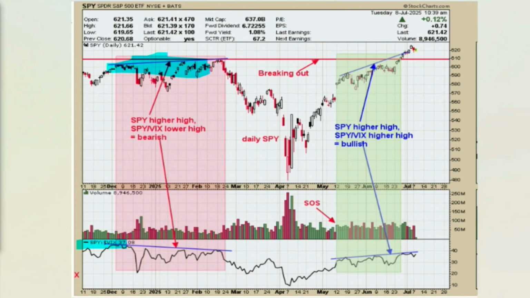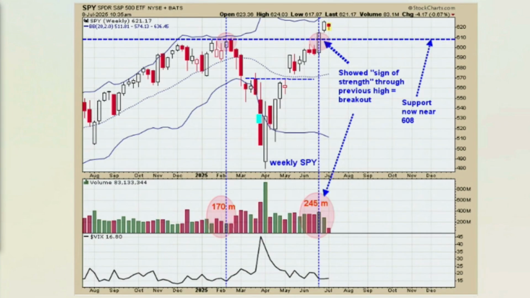We don't have a lot of time here, but we did have a breakout in mid-June. This is a weekly chart. We closed above the previous highs of February, and you had a sign of strength: 255 million shares compared to the last high of 170 million shares. When you break a previous high, volume has to be at least equal, if not higher. And we did that. So we broke above the previous highs, and now we've got 608, 609 support.